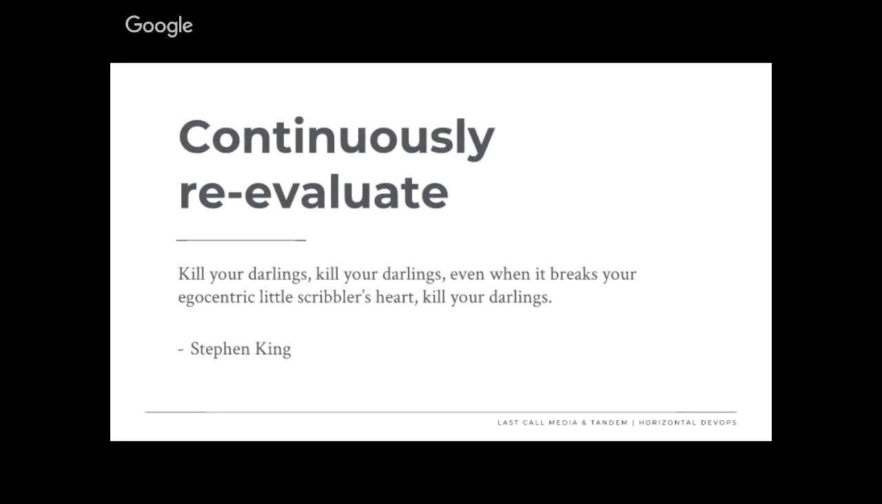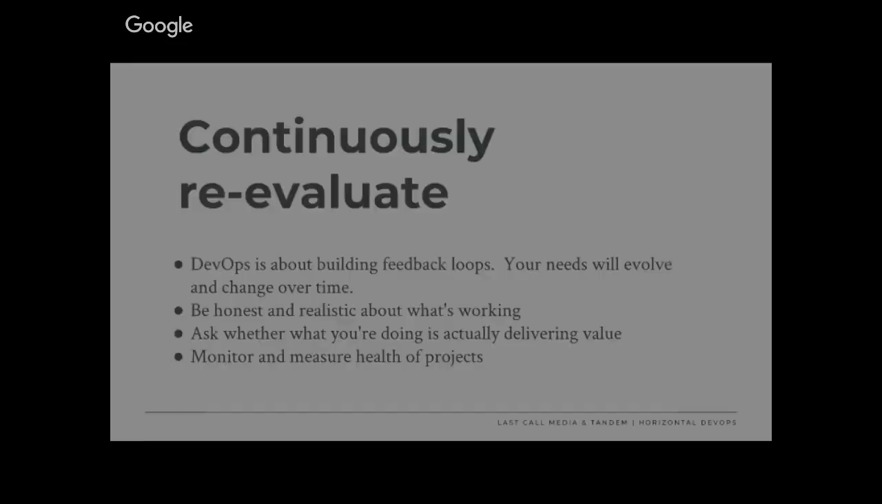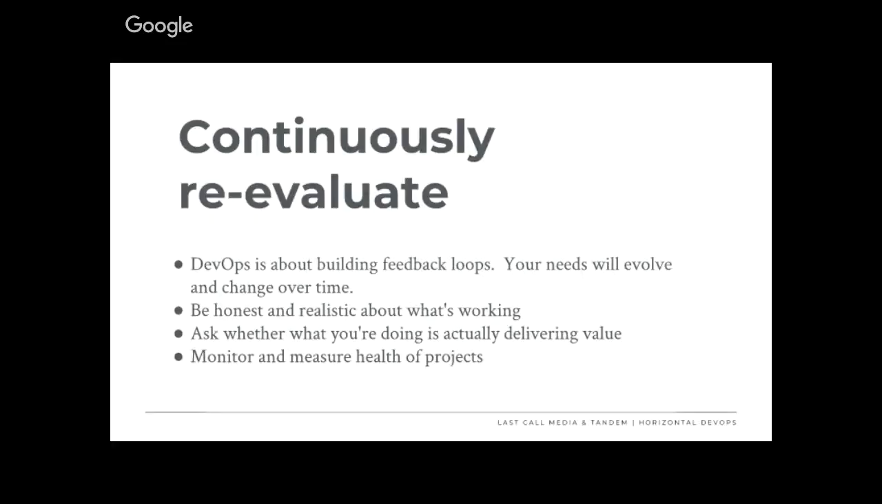All right, and then finally, we're going to continuously reevaluate. You need to make sure that you're killing your darlings, as they say. So don't hang on to something just because you built it. DevOps is about building these feedback loops. Your needs are going to change over time, and you need to really think through how you're going to measure success in the future. So you implement, let's say, that shell script, and you're like, great, working well. How are you going to figure out if there's a better solution out there, or if you even need to look for a better solution 6 months down the road?